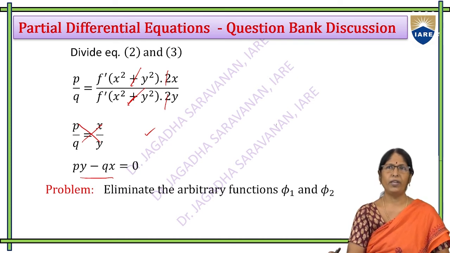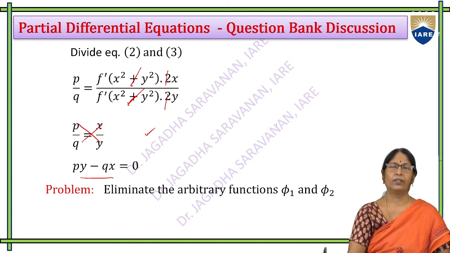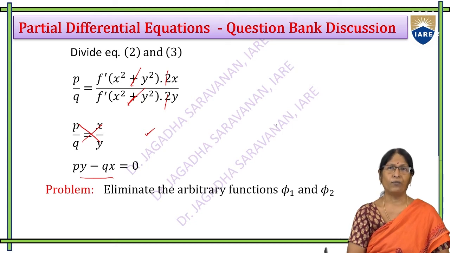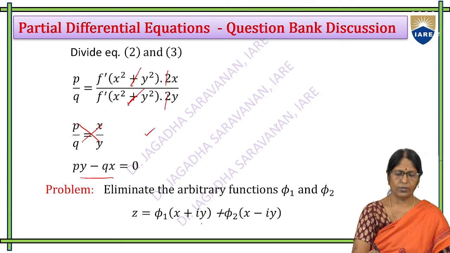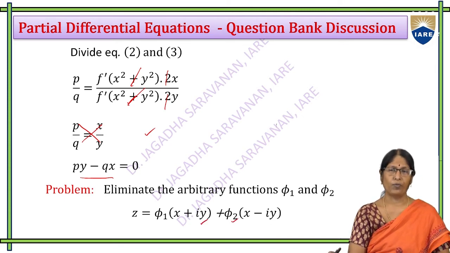Next, eliminate the arbitrary functions phi1 and phi2. Here two functions are there. In the earlier problem we discussed, only one function was there. Now there are two functions, phi1 and phi2. So this is the equation: z equal to phi1 of x plus iy plus phi2 of x minus iy.